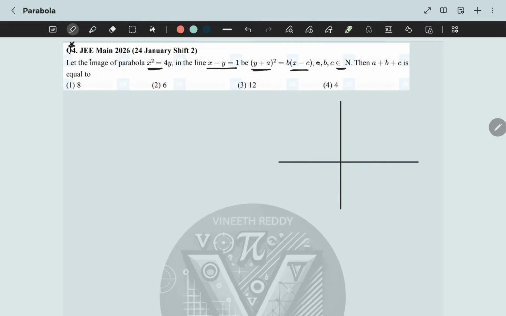Generally we find the image of a point with respect to a line, or the image of a line also with respect to a line in some cases, but here we need the image of a curve with respect to a line. So how do we solve this?